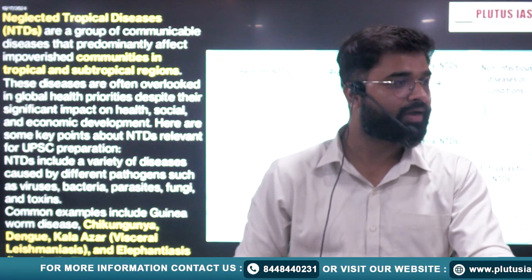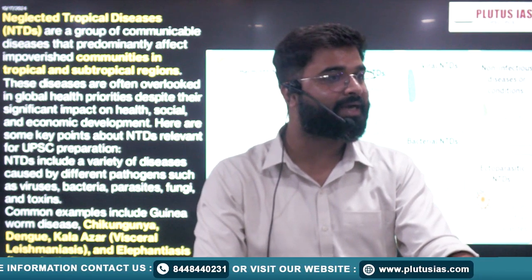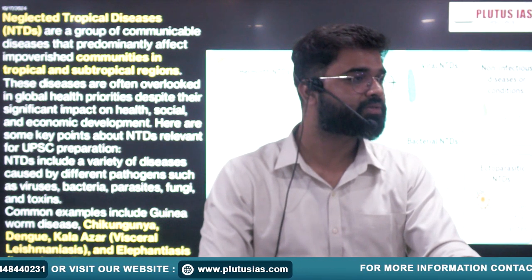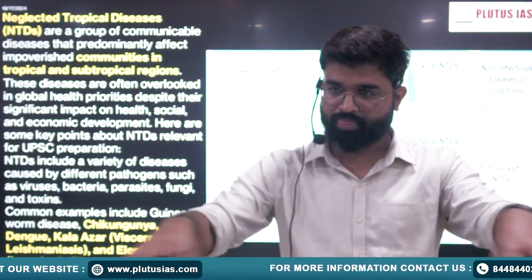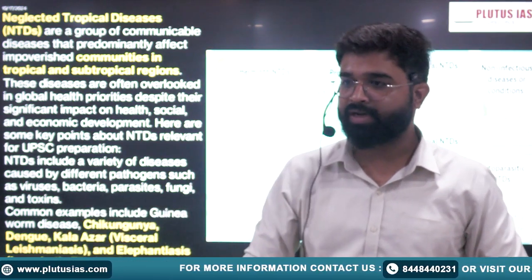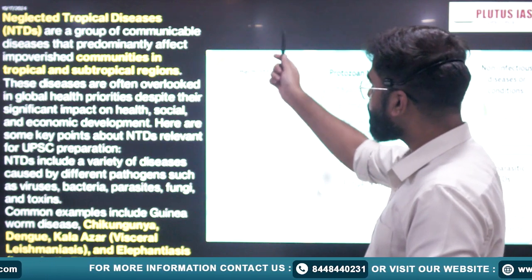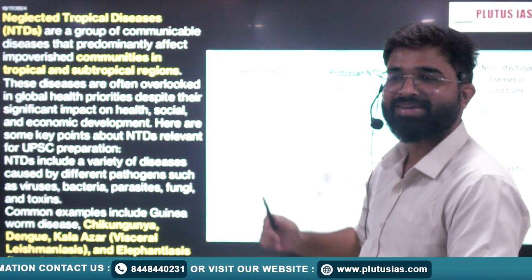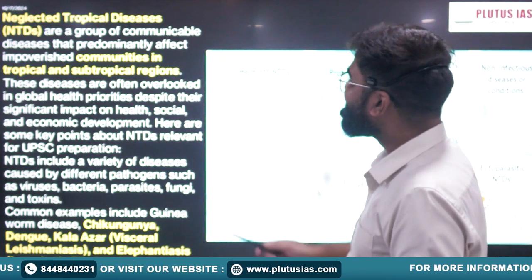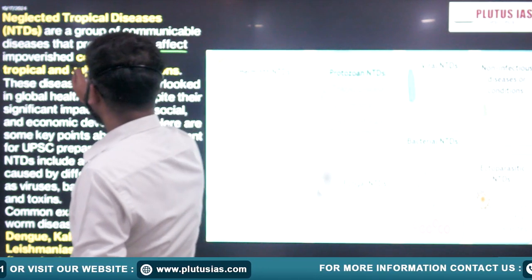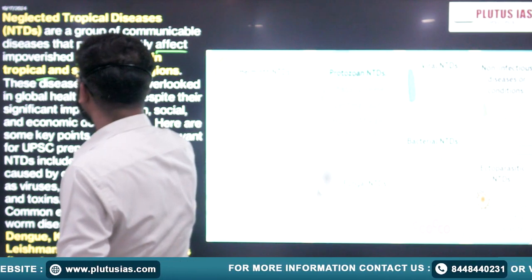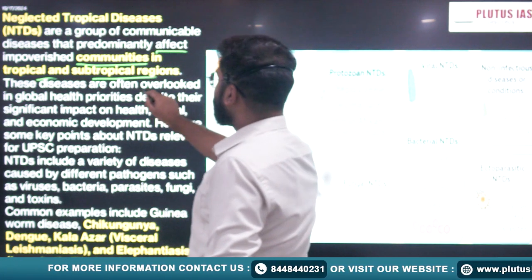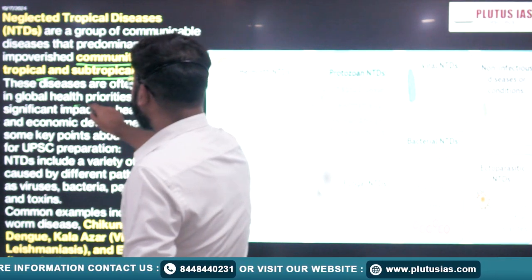That is why most of the neglected tropical diseases are communicable diseases, vector-borne diseases. Why? Because of our climatic condition. Hai na? Dekh lete hain. Neglected tropical diseases are a group of communicable diseases that predominantly affect the impoverished community in tropical and subtropical regions. These diseases are often overlooked in the global health priorities.